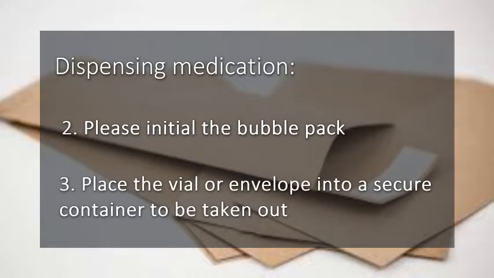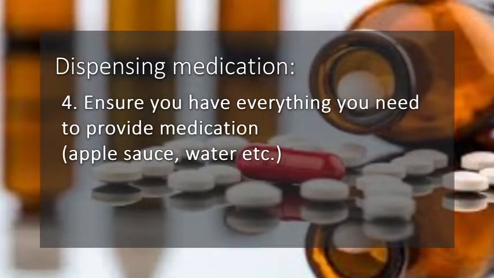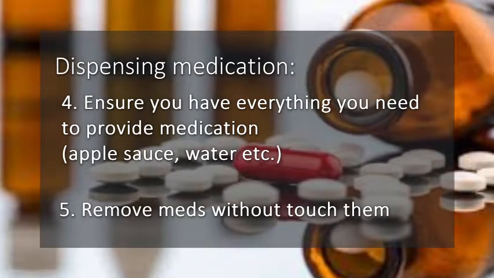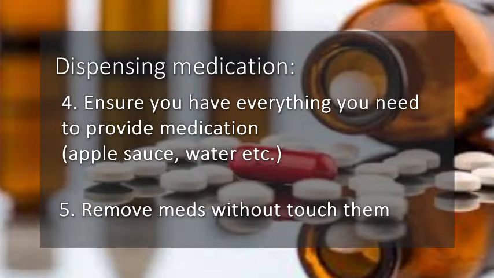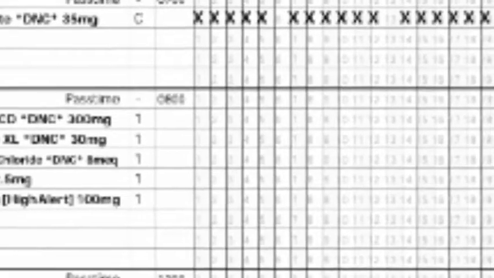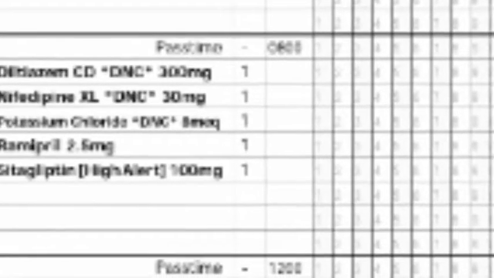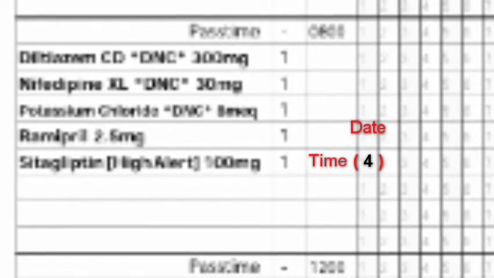Next, place the personalized vial or envelope into a secure container so the client can take it out of the program location. Ensure you have everything you need for the client to take that medication. When administering the medication, remove it from the container without touching it, and if possible, in the presence of another personnel member. Check the 10 rights prior to administering. Upon returning from the outing, the personnel must complete and initial the MAR by writing the number 4 and the correct date and time. Then return the personalized vial to the medication cupboard.